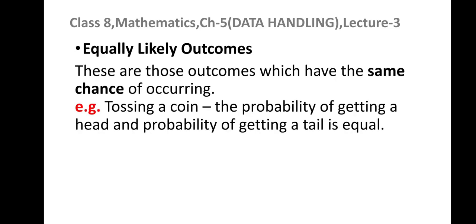So what are these equally likely outcomes? These are those outcomes which have the same chance of occurring. Equally likely means the outcomes having the same, equal chance of occurring. Simple as this. As the name indicates, equally likely outcomes are the outcomes which have the same chance of occurring. For example, tossing a coin. The probability of getting a head and probability of getting a tail is equal. There is an equal chance of getting a head or getting a tail. So this is an example of equally likely outcome.